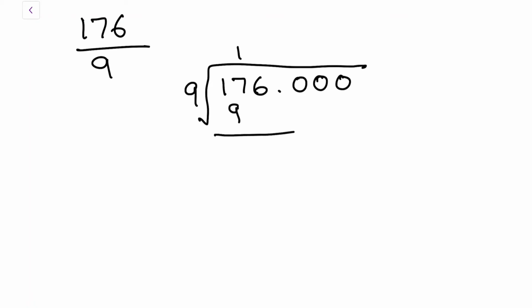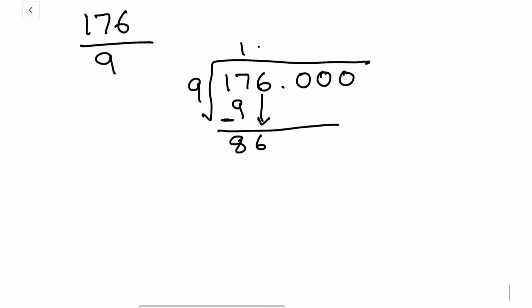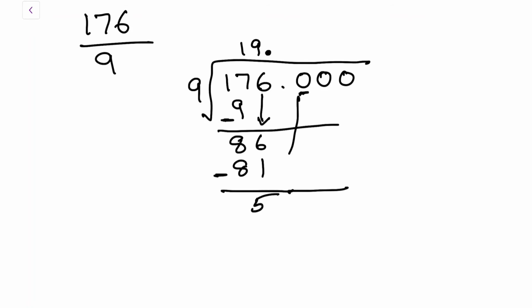9 ones are 9. 17 minus 9 is 8, and you can bring the 6 down because this is still the whole number part. 9 into 9 is 81. 86 minus 81 is 5. All right. Now we are done with the whole number part. Now we go into the decimal part. Before you bring the 0 down, that is the 10th place down, what do you do? Yes, you put a decimal point and then you can bring the 10th place down.